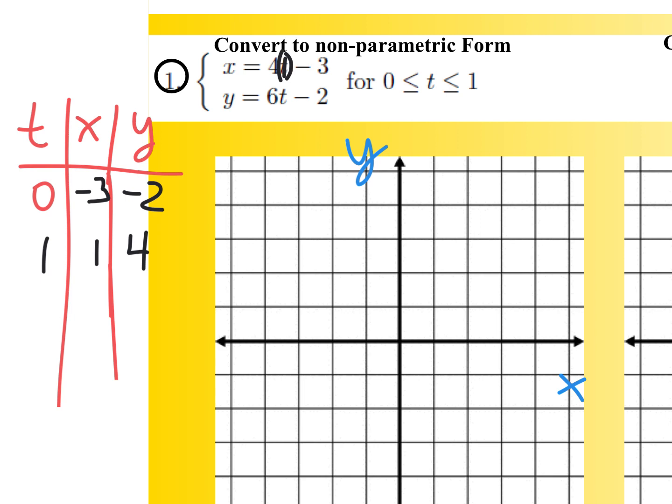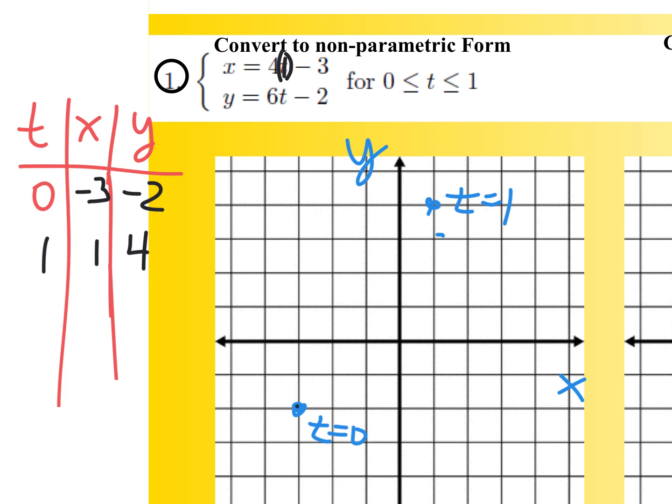So John Rafferty, how do I graph the first point? It's -3, -2. Then you add T equals 0 right next to it. Very good. All right. Leah, what's the other point and what do I put by it? 1, 4, and T equals 1. There it is. Do these things have a direction?